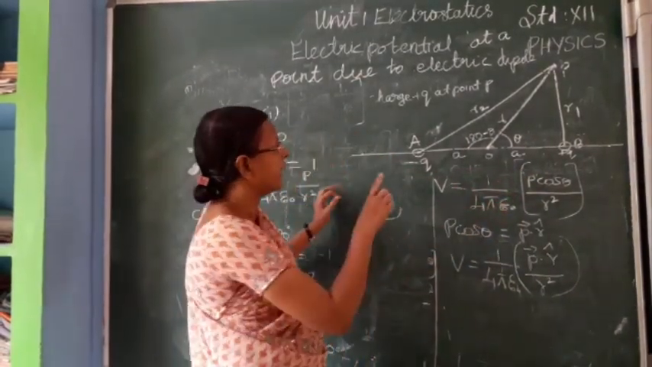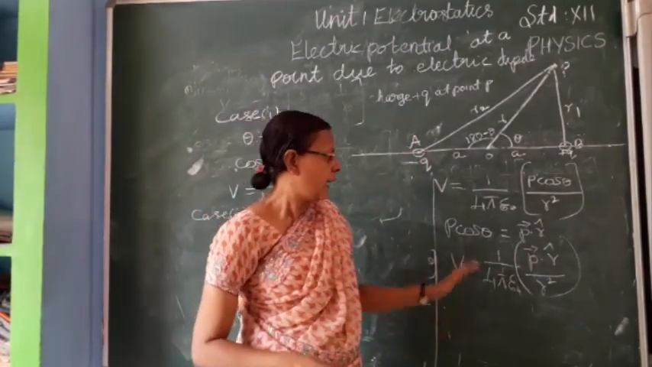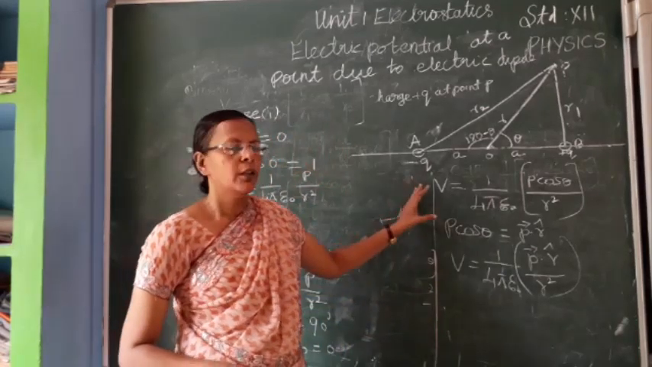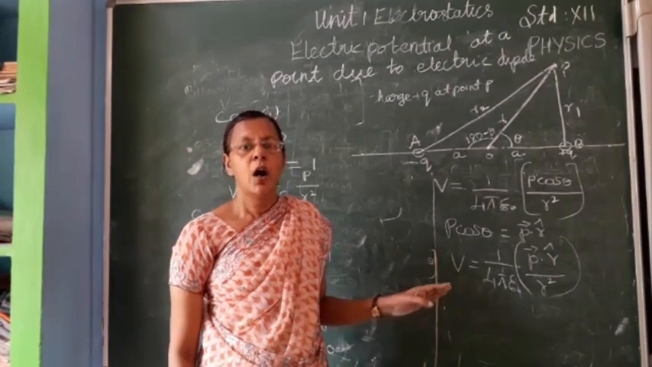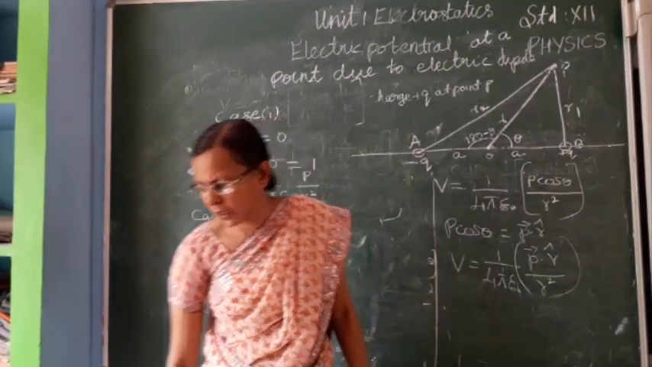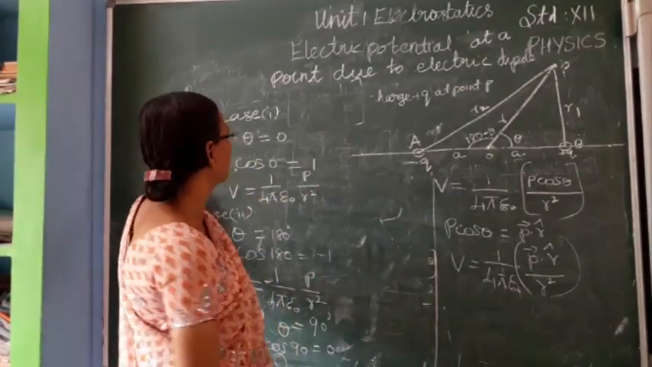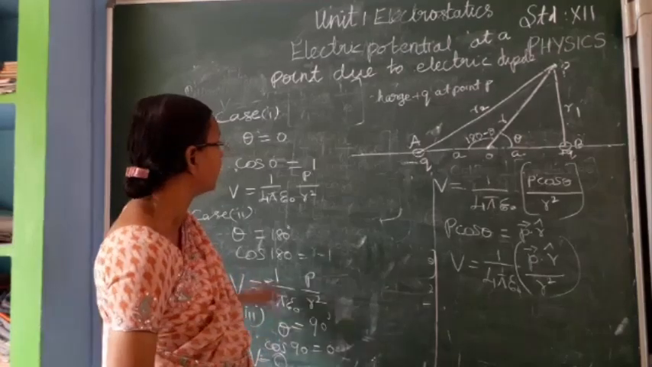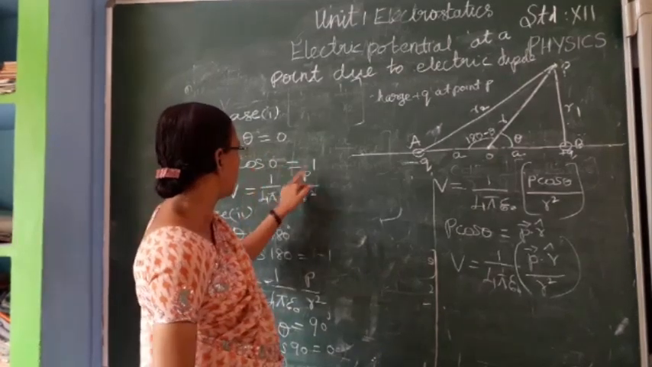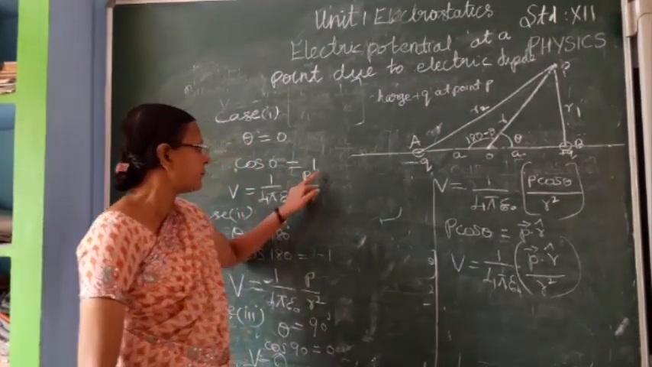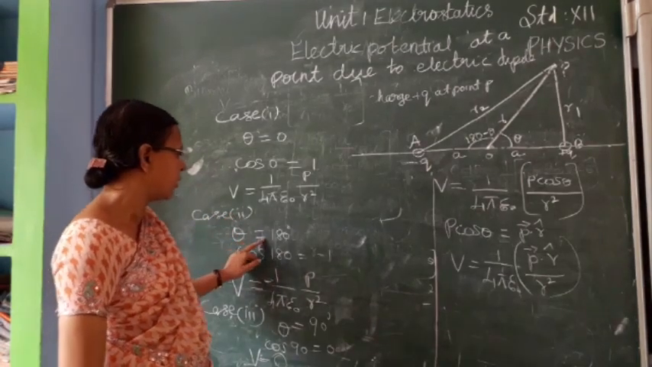This is a very important one, so you have to write this and learn well. If you have any doubt, you can ask me. In this manner, you have to learn. Important points: what are the important cases? 3 cases we have learned. If theta is 0, cos 0 is 1, so the potential will become P by r square.